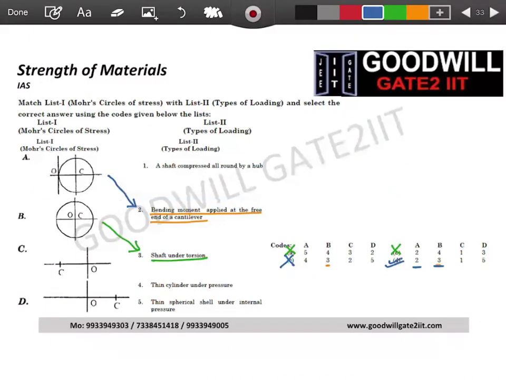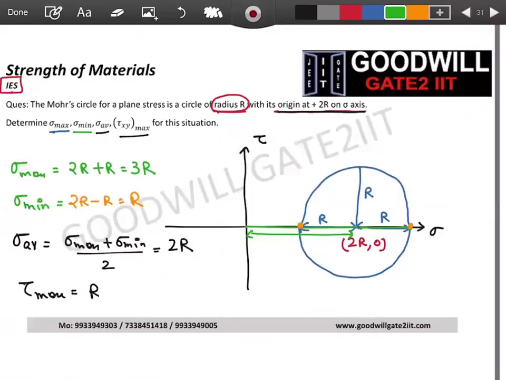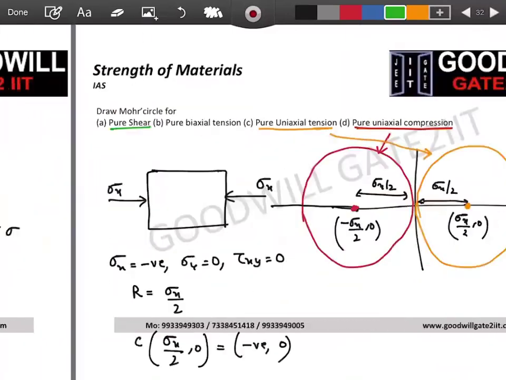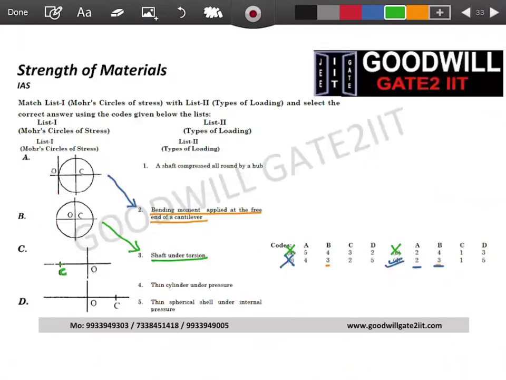Now, if you see C is 1, you can check here. This is a point, right? When Mohr circle is a point, this we have also solved. Mohr circle is a point when both your stresses are same. A shaft compressed all round by a hub, meaning you have a shaft which is compressed all round with the same value. When your stresses are same, then in that case your Mohr circle is a point. So C is also 1.